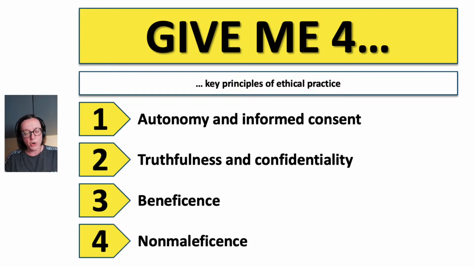Okay, so I've got autonomy and informed consent, truthfulness and confidentiality, beneficence and non-maleficence. So autonomy and informed consent, they go together. Because autonomy is about a person's right to make decisions for themselves. So most of us have full autonomy. If there's a question over our mental capacity, which is our ability to make decisions for ourselves, we might not be considered to have full autonomy, but we should still be supported to make decisions when we can.